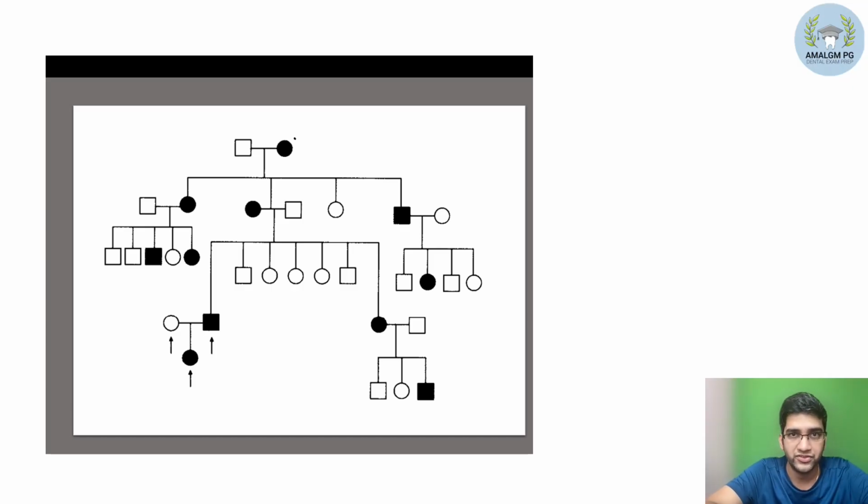So here, in this generation, one person is affected, yes. Affected, affected, affected, affected. All the generations are affected, right? So I'm going to think of a dominant disorder. What is the next question? Dad to son transmission. Dad affected, son's not affected, right? Dad affected, son's not affected. So there is no dad to son transmission.